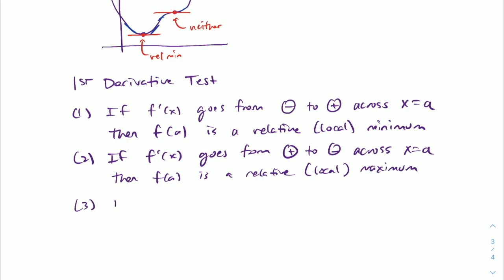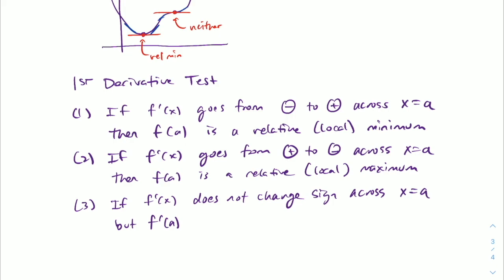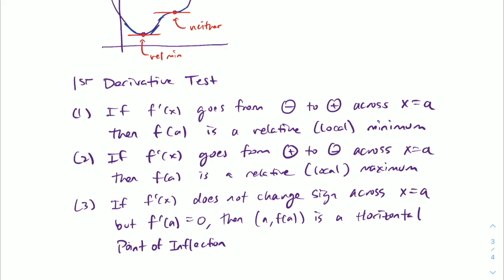And if the derivative does not change sign across x equals a, but the derivative is 0 at a, then f of a is a horizontal point of inflection, also called HPI.